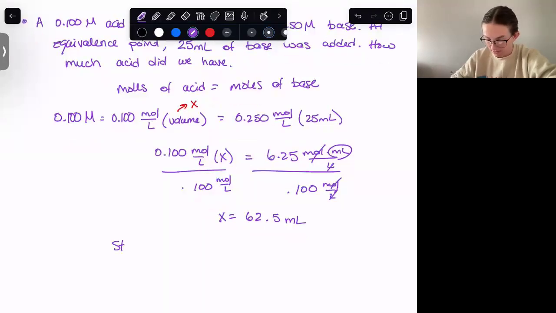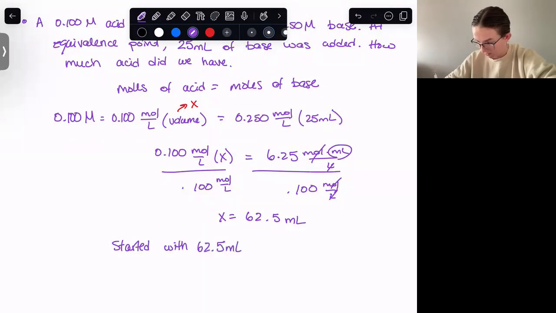So we started with 62.5 milliliters acid.